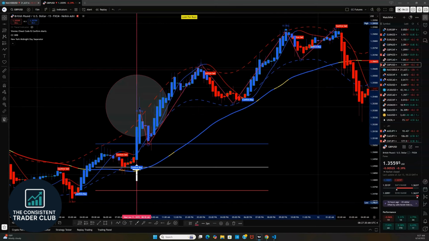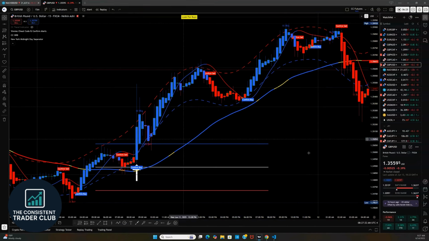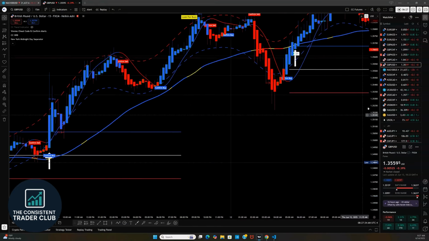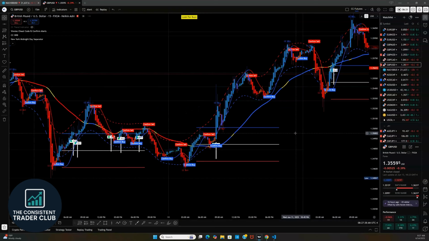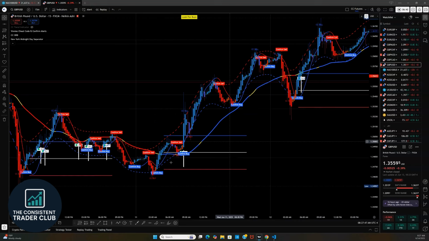Now, let's go ahead and delete this. The thing about the CC ORB and how you continually have winning trades is that you want to trade in the direction of the current trend. Okay, so again, the current trend is bullish. All right, we're only looking for breakouts to the upside.